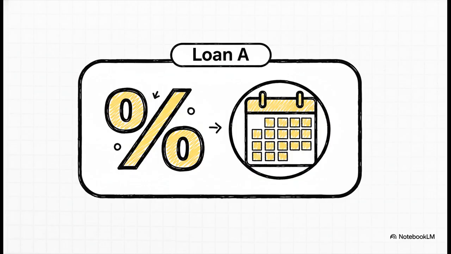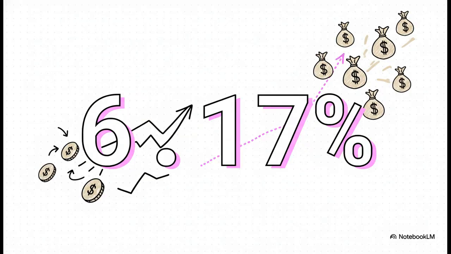All right, let's analyze loan A first. The nominal rate, I, is 0.06. The interest is compounded monthly, so our N is 12. So we just plug those numbers right into our formula. We've got EAR equals, in parentheses, 1 plus 0.06 divided by 12, all raised to the 12th power, and then minus 1. And after you run that calculation, what do you find?